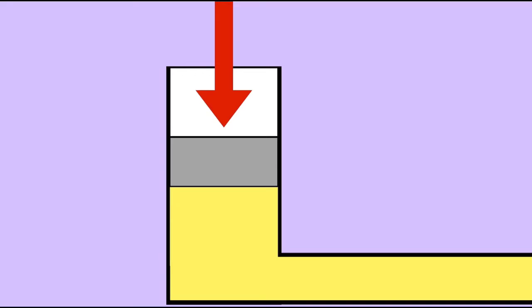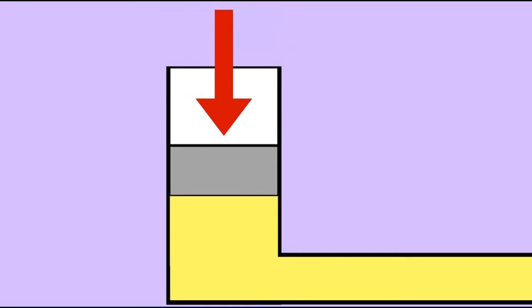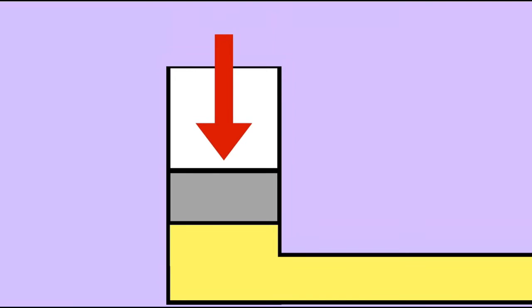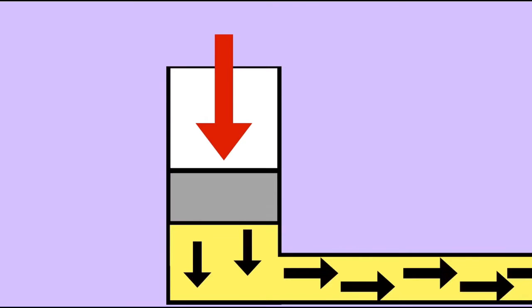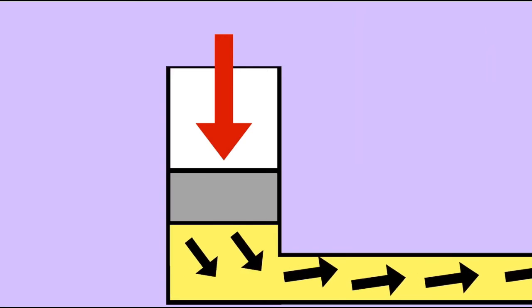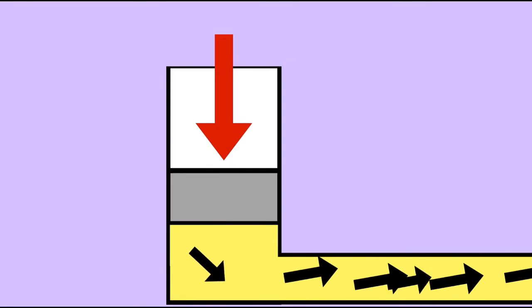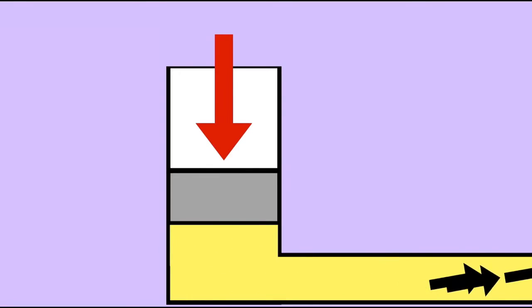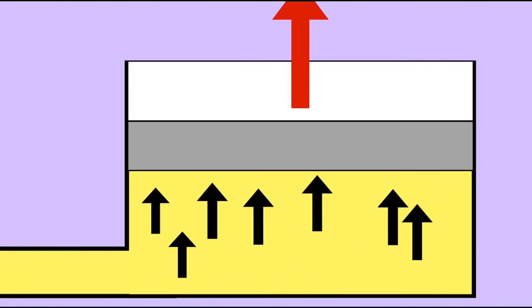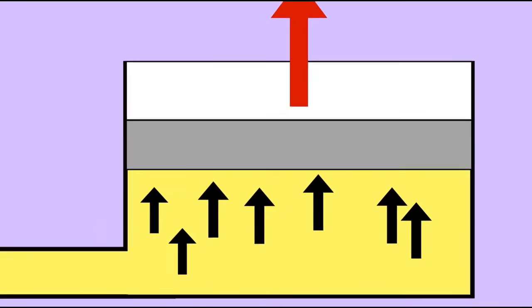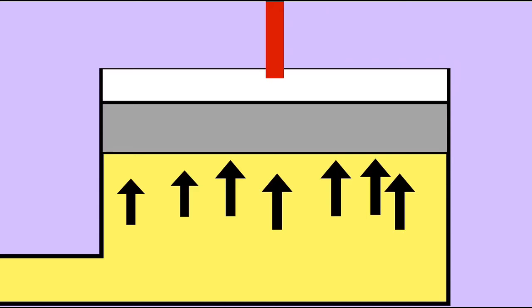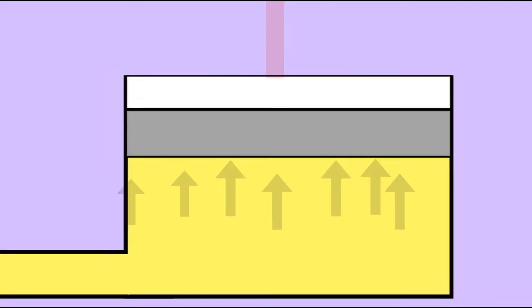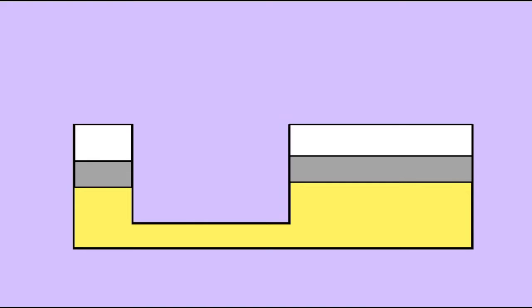Input force is applied on the input piston. At the input piston, pressure is produced on the liquid surface. Pressure is transmitted uniformly throughout the hydraulic fluid to the output piston. The same pressure acts on the surface at the output piston. Output force acts on the output piston. So that is actually a more detailed explanation of how a hydraulic system works.